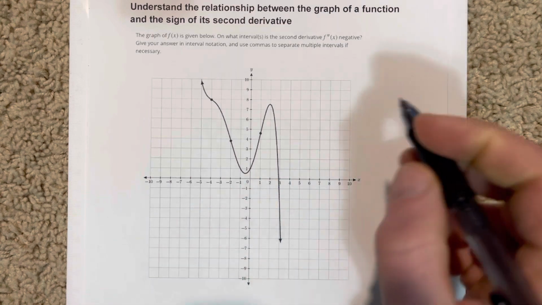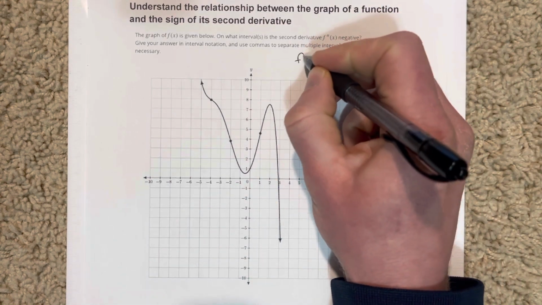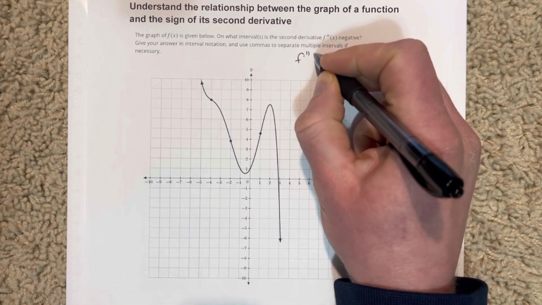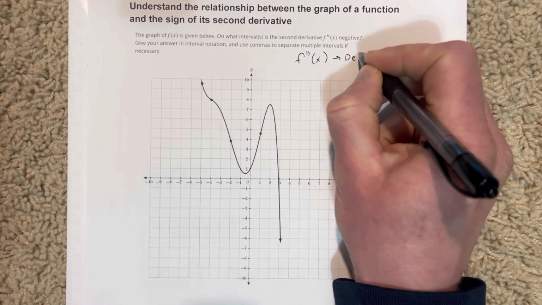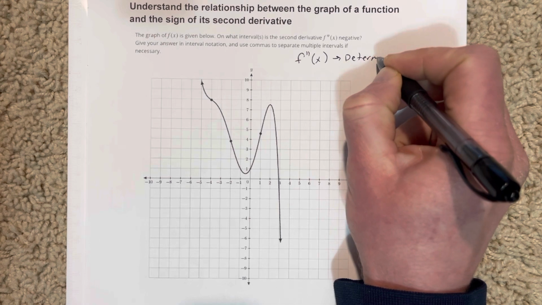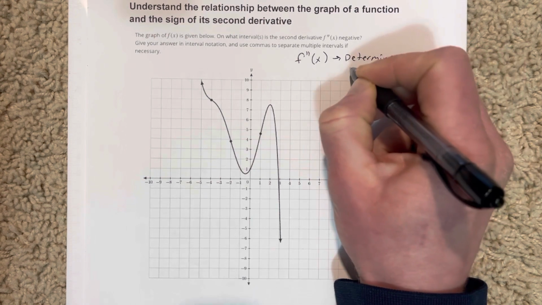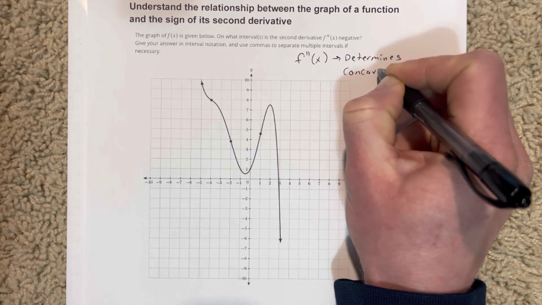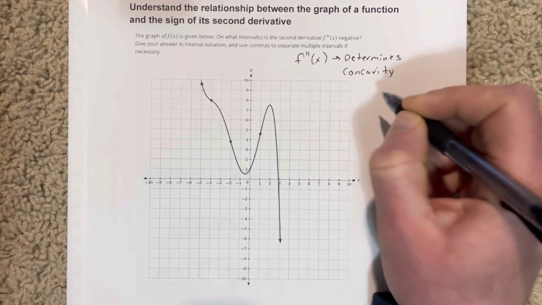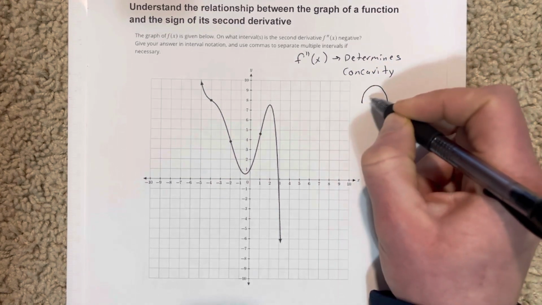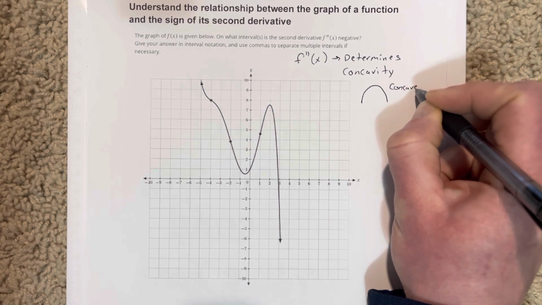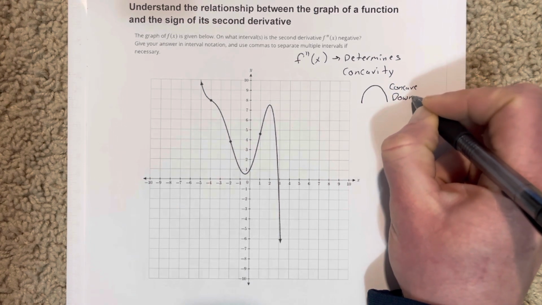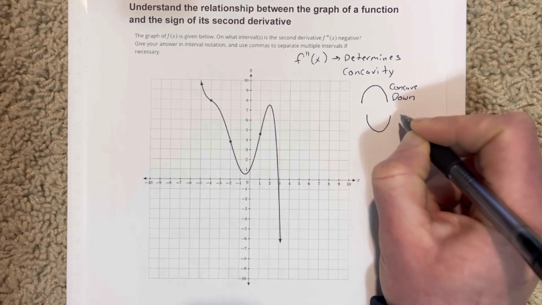So the second derivative is going to determine concavity. And this would be an example of a function that is concave down. And this would be an example of a function that is concave up.